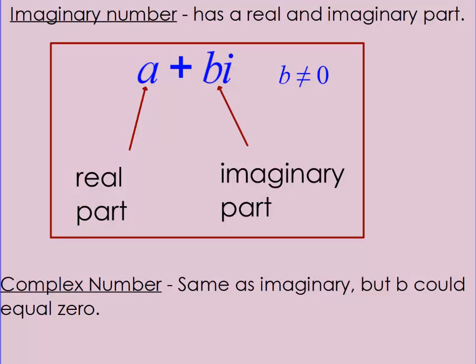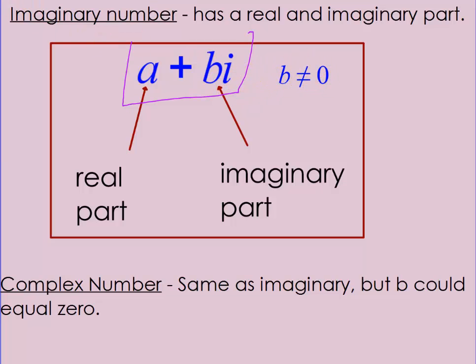Alright. Another thing with imaginary numbers is that they have a real and an imaginary part. This is what we call the form a + bi, which is usually the formula you'll see. The real part is the a part, because it's just a number. The imaginary part is the bi, because it has the i attached to it. So the real part and the imaginary part. And notice b can't equal 0.